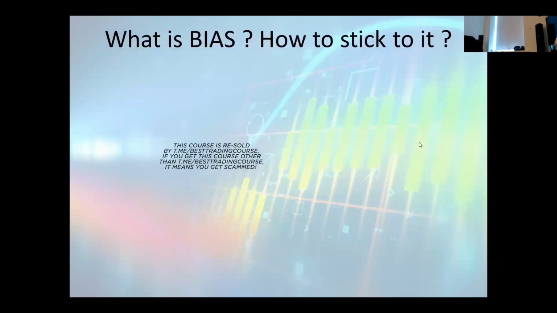If your bias is sells, then you're looking for price to create a resistance, because if price can create a resistance, or candles can create resistance on a 30-minute or 1-hour time frame, then you know that, okay, I can probably take a sell and I can stick to my bias.